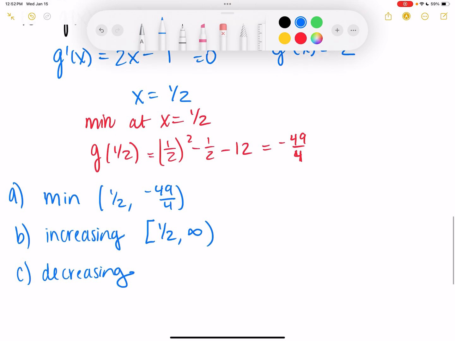So then where is it decreasing? Anything below 1/2. Negative infinity to 1/2. And it's including the 1/2 on both, technically. That's where it turns around.